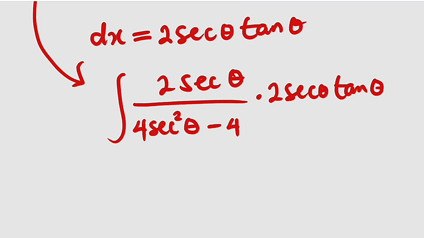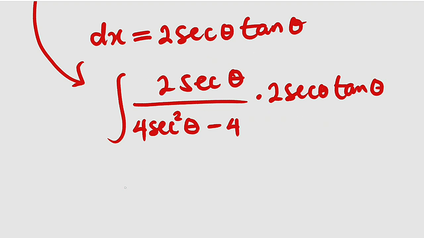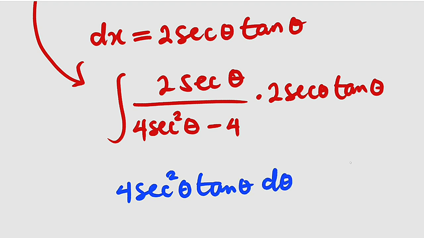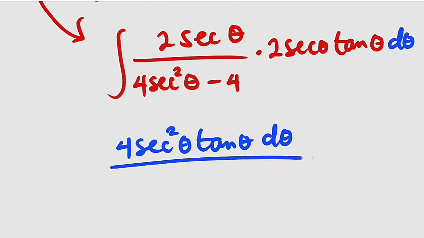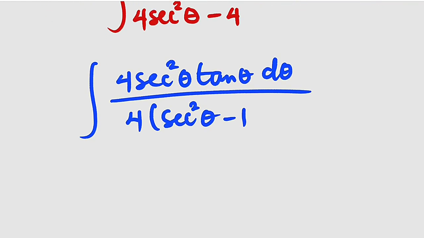All right, let's further simplify. If we take the whole of this and multiply together, 2 times 2 will give us 4. Secant theta times secant theta is secant squared theta. Then we have tangent theta d theta, right? Remember we have d theta here. All right, then we divide by 4 secant squared theta minus 4. 4 is common, so we factor it out. We have secant squared theta minus 1. Remember we are integrating this function. From here you can clearly see that 4 will cancel 4.